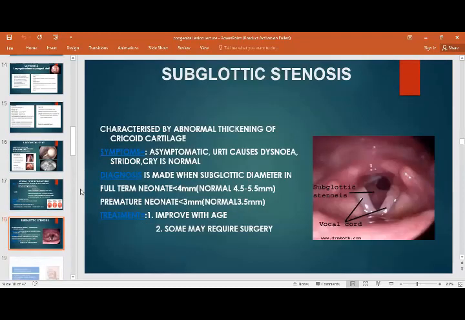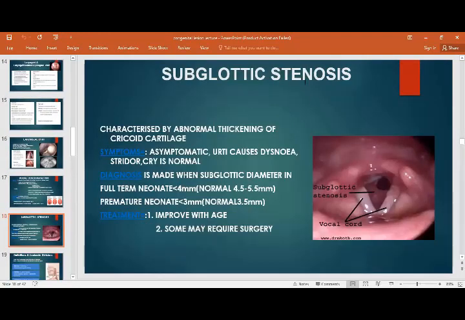Next is basically subglottic stenosis. As the name shows, subglottic stenosis. You can see this is subglottic, and stenosis means the narrowing of the subglottis. So what happened? What is the underlying cause? Basically, it is due to the abnormal thickening of the cricoid cartilage.